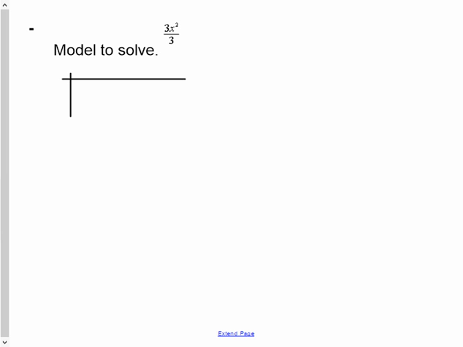The next one says model 3x squared divided by 3. And I just said I made a mistake. It's supposed to be 3x here. So it was a printing error.